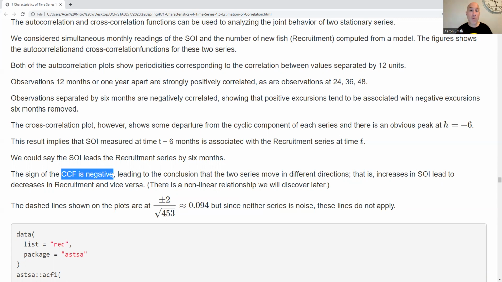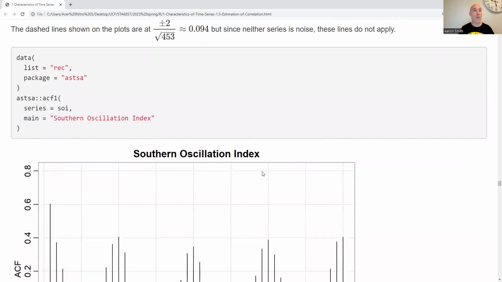Now, in the next chapter videos, we're going to see that a nonlinear relationship will be discovered between these. For this particular plot, the dashed lines correspond to plus or minus 2 over the square root of 453, which is approximately 0.1. But since we know, looking at the system, that these are not just white noise series, these lines are not useful to us. So how do we actually get this to come out?